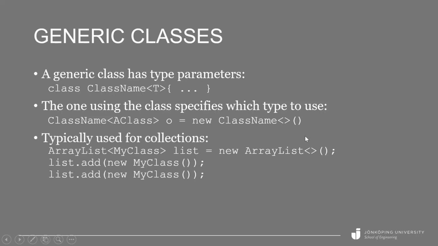Generic classes are typically used for collections, so classes that are built for containing objects of some kind. For example, in Java, we have a List class or an ArrayList class, which works as a list that stores other objects. So if we want to create a new ArrayList, then we need to tell Java which type of objects it will store. So in this case, we specify that it will store objects of this data type. After we created our list here, we can call the add method on the list and pass it new instances of the My class.